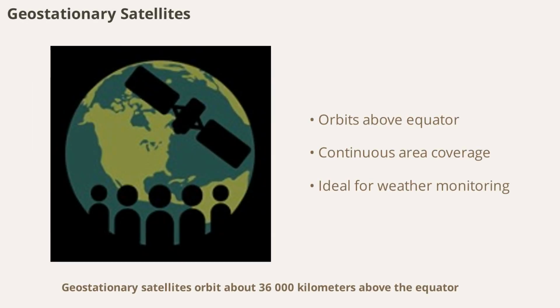Geostationary satellites orbit about 36,000 kilometers above the equator, matching Earth's rotation. This allows them to observe the same area continuously, making them ideal for weather monitoring and communications. However, their spatial coverage is limited to the same region, so they're best suited for applications that require frequent observations of a fixed area. Examples include weather satellites that track storms and provide real-time updates.